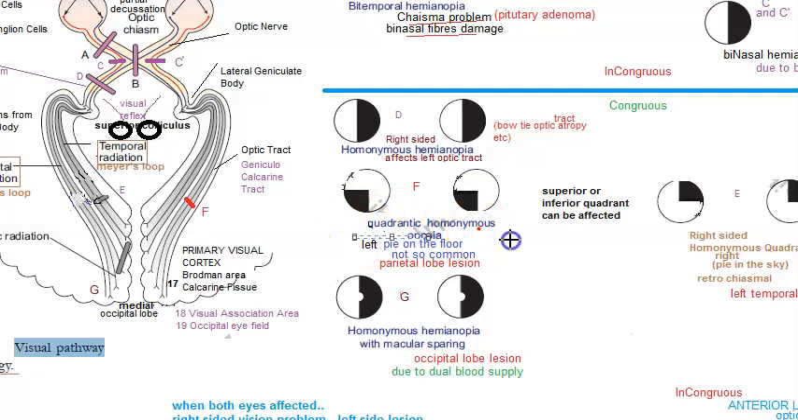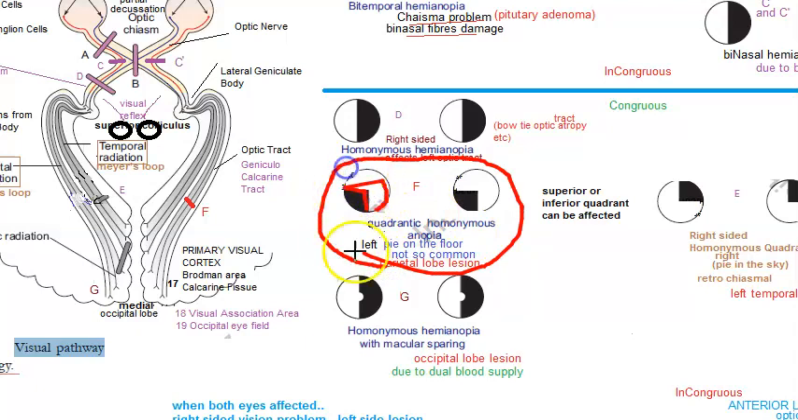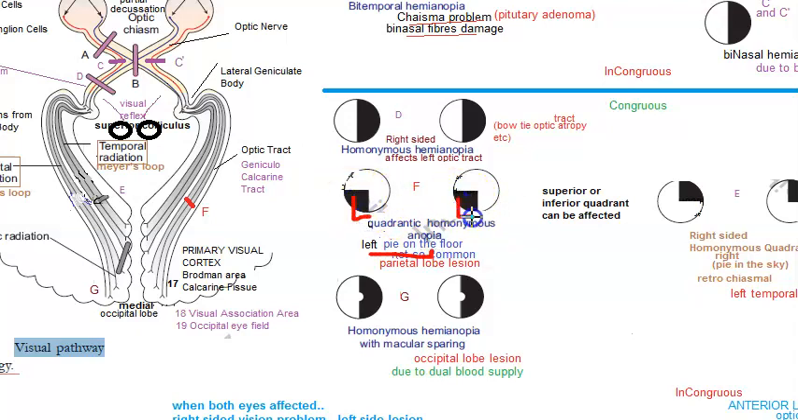Quadrantic homonymous anopia. Look at this one now. See, what do you understand here? It is like a pie, okay? So, a piece of a pie. You took a pie and you have cut it, right? So, it is a pie kind of a thing. So, this is called left pie on the floor. You can see the left part is affected in both.